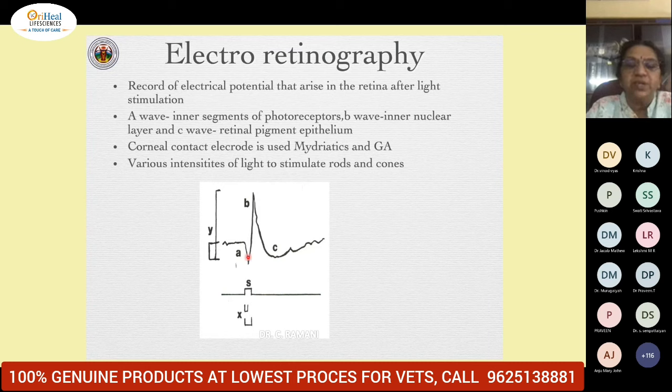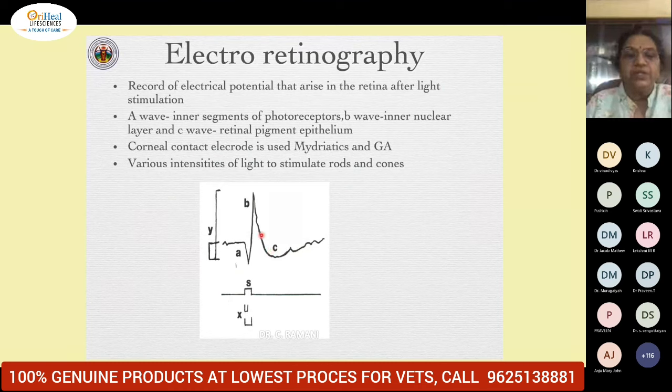The electrical signals from the retina are identified with the help of different intensities of light. First you will get a negative deflection, then a positive deflection. The negative deflection indicates that it is because of the rods and cones, and here you can see the inner nuclear layer, the ganglion cell layer, the axons. So they give the B wave. If it is weak, we will get a low amplitude wave, and the C wave is a curved wave, which reflects the retinal pigment epithelium.